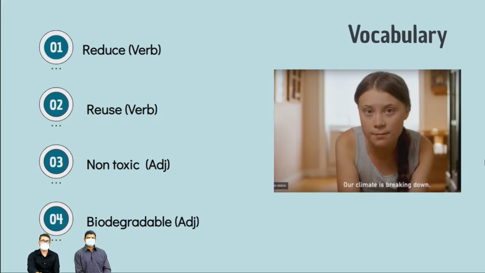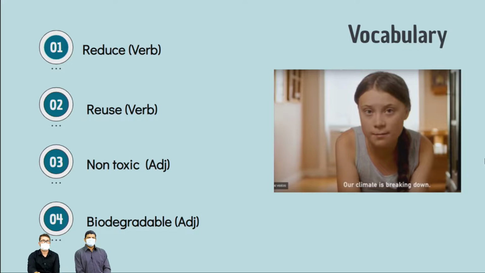Okay, let's move to the vocabulary. The first one is a verb, reduce. Reduce pollution, reduce trash. It's to have less. I want to reduce my fast food, so I will reduce fast food. So to have less of something.